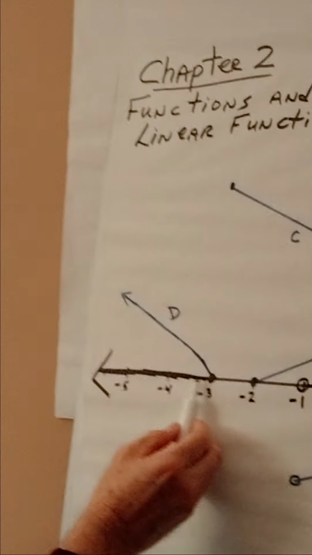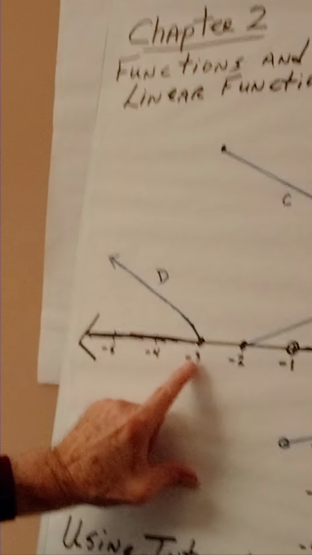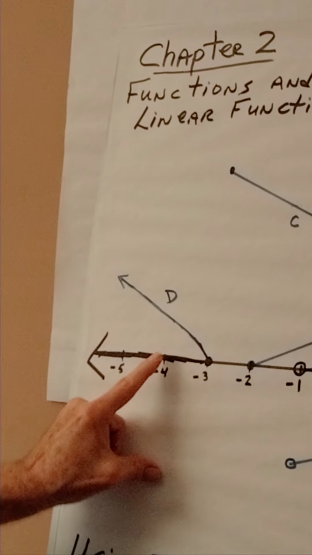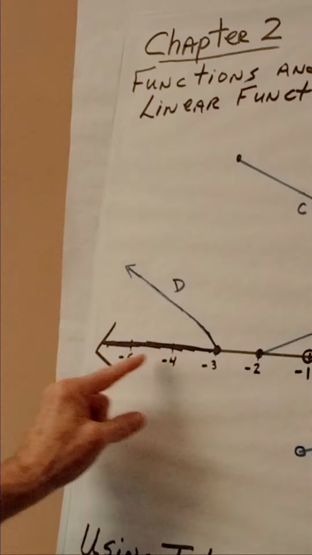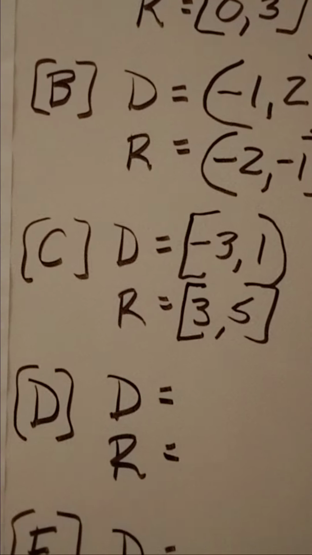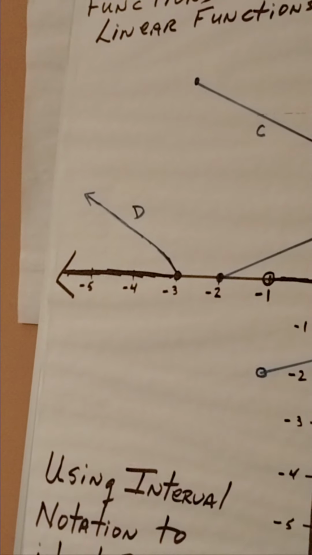And so you're looking at the domain right here. Be careful. He's the largest value. These are smaller. And it's going infinitely. So when we do the domain of letter D, the infinity symbol, which is going to be a negative infinity symbol, always gets a parenthesis.